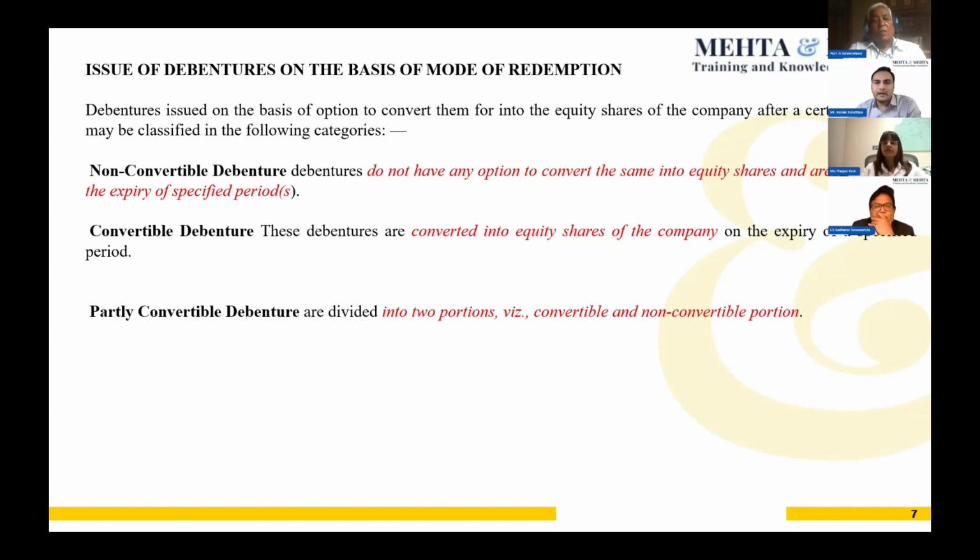And partly convertible debentures, when issued, have two portions attached to them, a portion which is convertible and a portion which is non-convertible. The convertible portion will be converted into equity shares, and the non-convertible portion will be redeemed at the expiry of the specified period as per the terms of the issue.